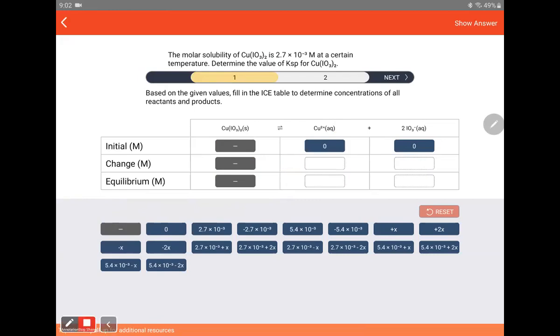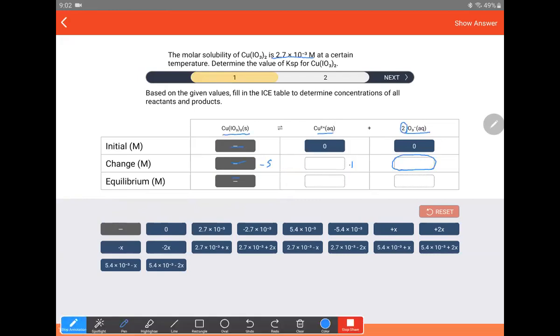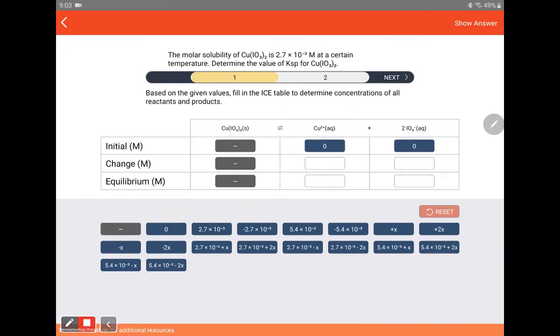Now, this is plus S, and this is plus 2S, right? But molar solubility is S, so we're actually given this value, and this value will go here, and then 2 times this value will go here. So let's put those in. 2.7 times 10 to the -3. It's positive. And then 2.7 times 10 to the -3 times 2 is 5.4 times 10 to the -3.